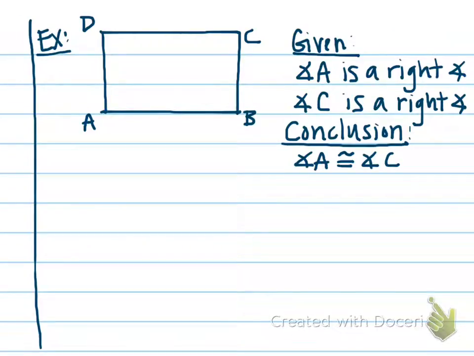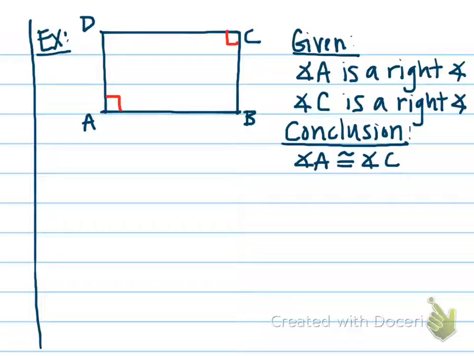So here's our first example of writing a proof. In this proof, we have a picture of what looks like a rectangle, ABCD. We also have some givens, and the conclusion is what we're trying to prove. The givens are that angle A is a right angle and angle C is a right angle. We're trying to prove that angle A is congruent to angle C. The very first thing I always tell my students to do is to put the givens on the picture. So if A is a right angle, we will show that with our little square in the corner and also with angle C because that's our other given.